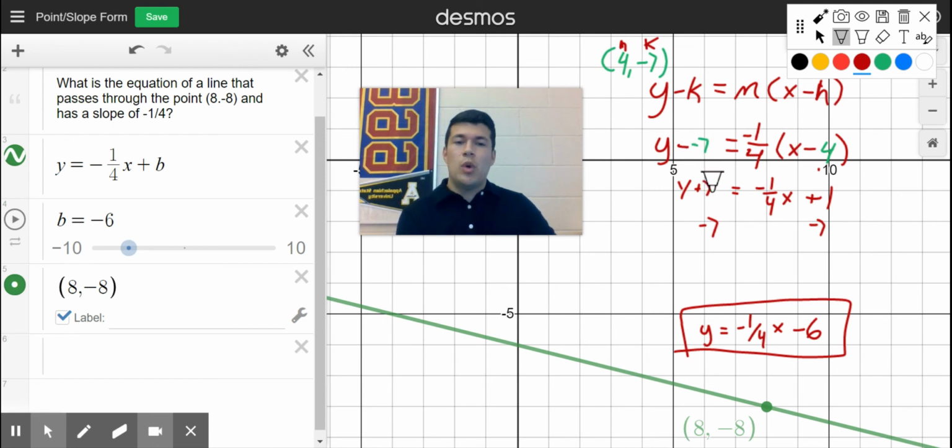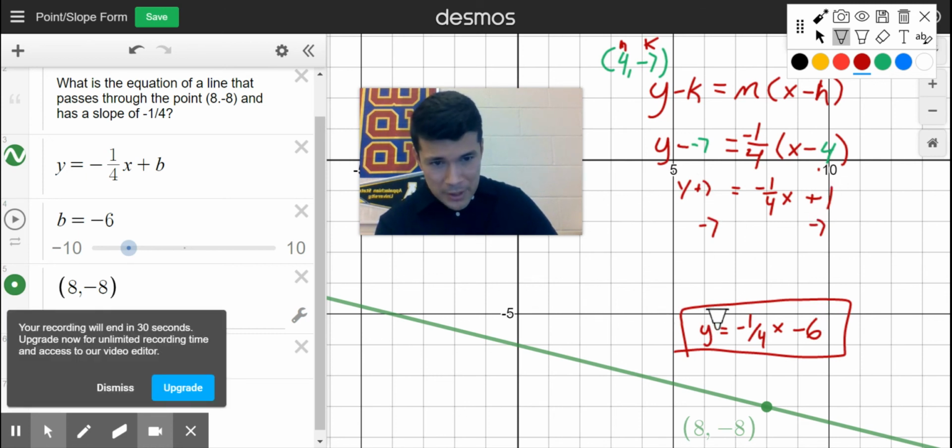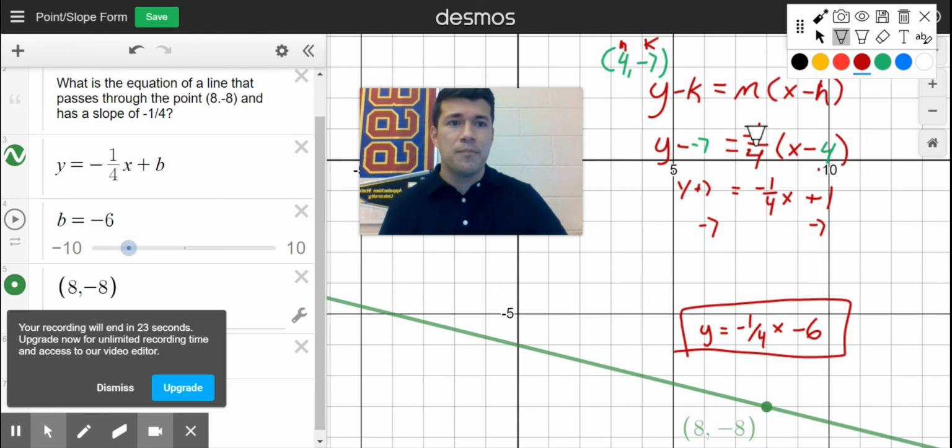y minus -7 is y plus 7. Distribute your -1/4 and you get -1/4 x plus 1, because -1/4 times -4 is 1. If you're having trouble with those fractions, use a calculator. All I have to do is subtract 7 from the left side. When I subtract 7 from 1, I get -6. Again, my equation is y = -1/4 x minus 6. No matter what point I use, point slope form. Pretty cool. Check it out.